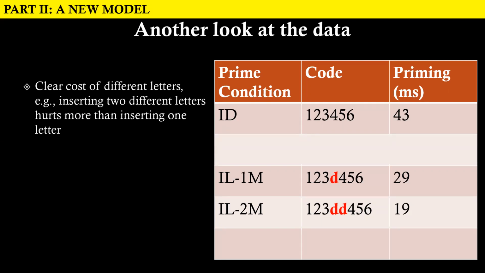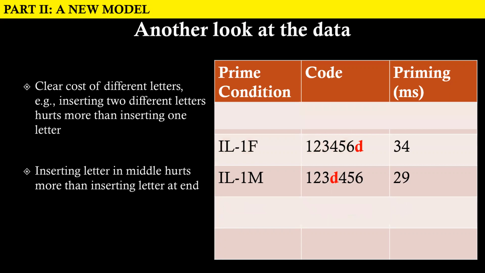Let's start by going back to the FPP data. One thing that's clear is the cost associated with incompatible letters. The more of these letters that we denote by D, the smaller the priming effect. And something else that can be seen in the data is that inserting the different letter in the middle of the target reduces priming more than inserting it at the end.